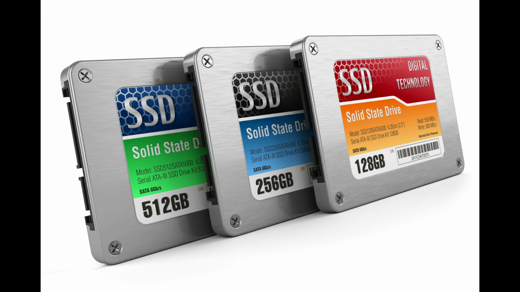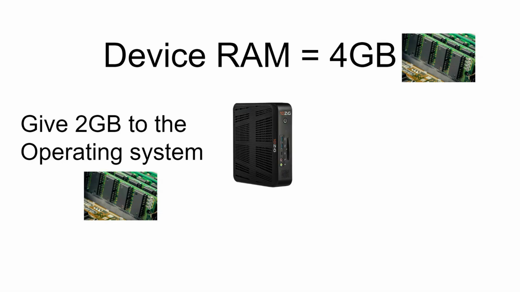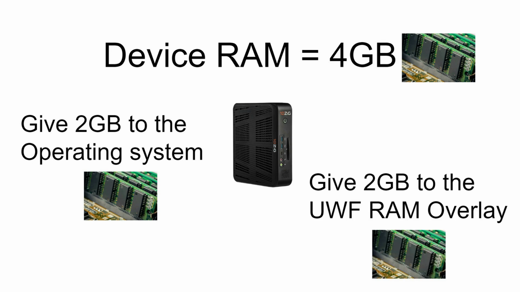It's just worth noting that if you decide on a RAM overlay for your temporary writes, you might also need to budget for some extra memory for the system. If the OS requires 2 GB of RAM, for example, and your device has 4 GB installed, then set the maximum size of the overlay to 2 GB or less.